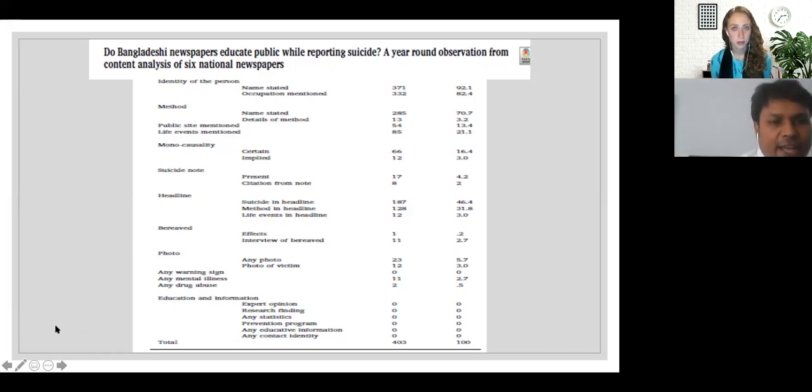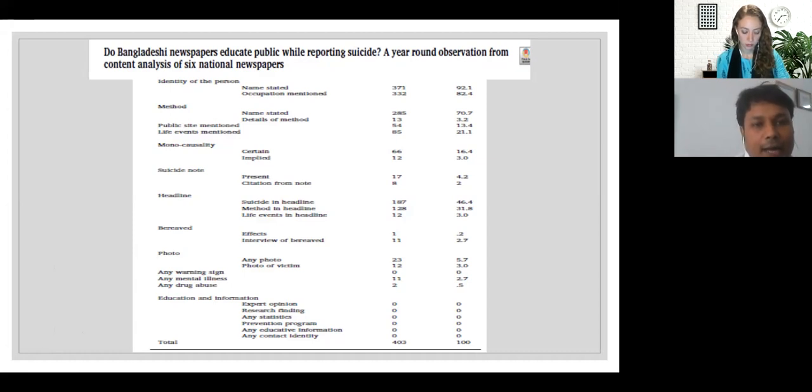A few issues varied among the studies, for example the suicide note. It varies, and also the relation with mental illness as well as drug abuse. But here we also see that the relation with mental illness and drug abuse is the bottom line. And we see the online news portals more frequently publishing photos of the person who died by suicide. So what do you see in the other countries?